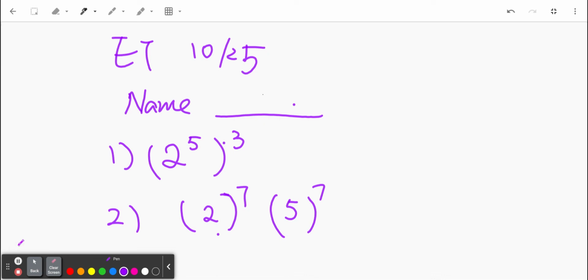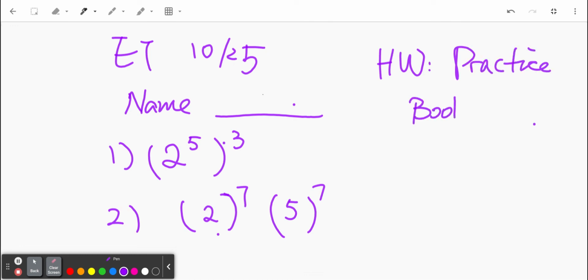Once you're done, your homework is in the practice book, page 5. Okay? We're going to leave the zero power and negative power for next time. So only page 5. Everything, your exit ticket, your homework, is posted on Google Classroom already.